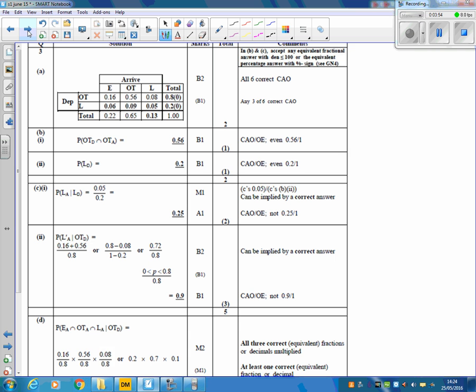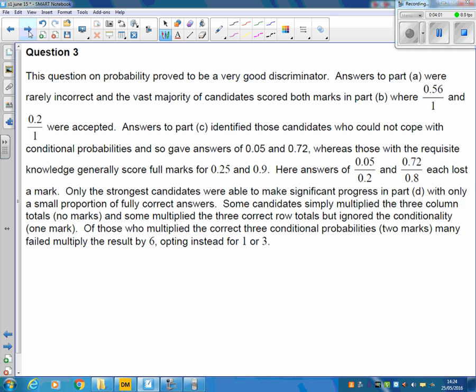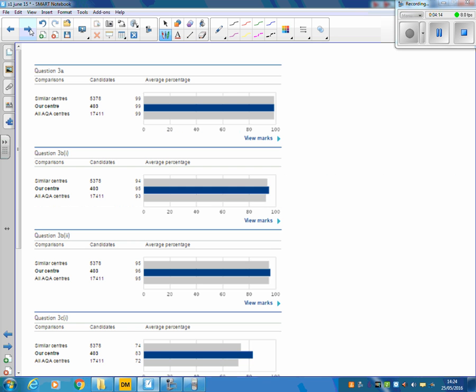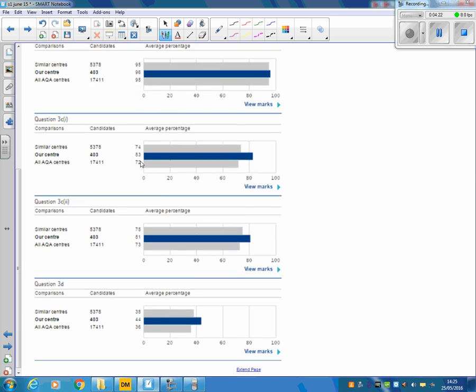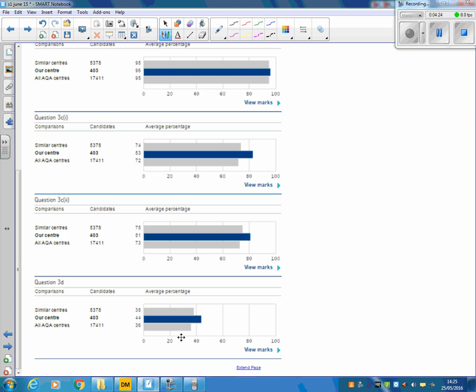The mark scheme for that is quite straightforward. The examiner's report says a lot of people did it quite well. Only the strongest candidates at the end, though, could cope with the full response. And what did we get? Well, as you see, virtually everybody got the first part right, and it just decreases towards the end there, down to the last bit where we got 44% on the last question.